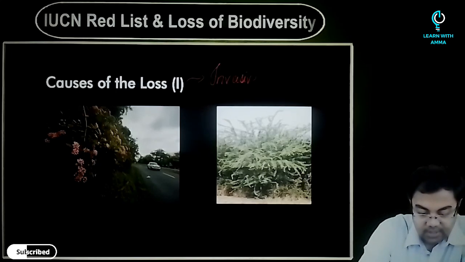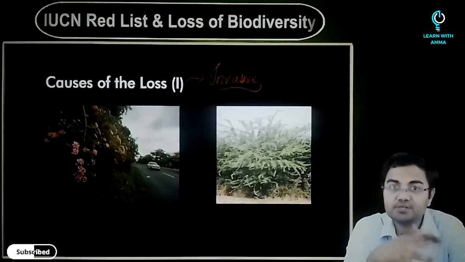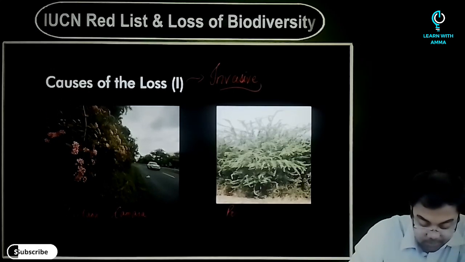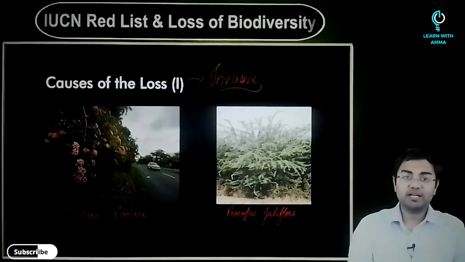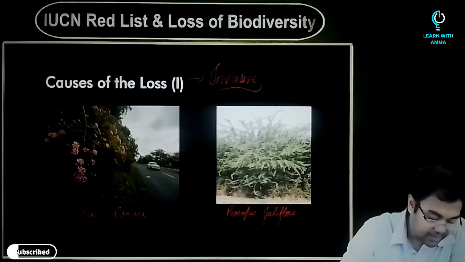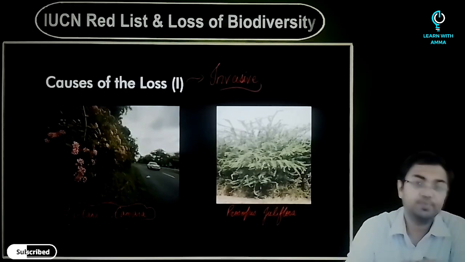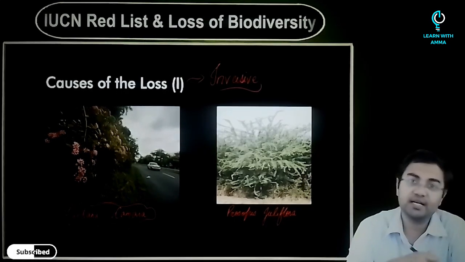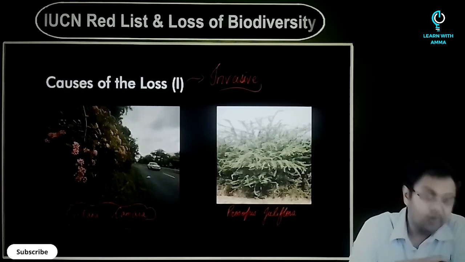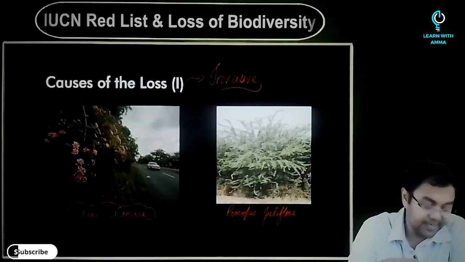When we talk about invasive species, you have two pictures on your screen. One is of Lantana camara and the second one is of Prosopis juliflora. These have been two plants which have been seen to be invasive to India. For example, Lantana camara has spread across the Western Ghats and the plateau region of India, Chotanagpur plateau to be exact. All these regions have started to see Lantana camara.